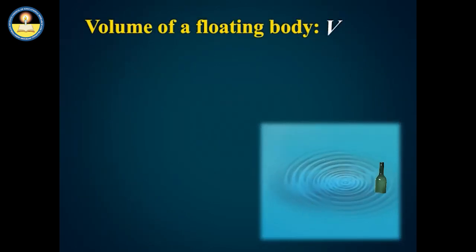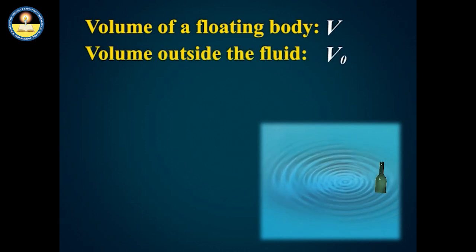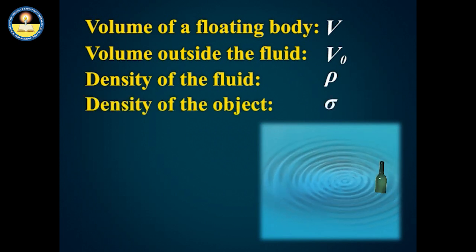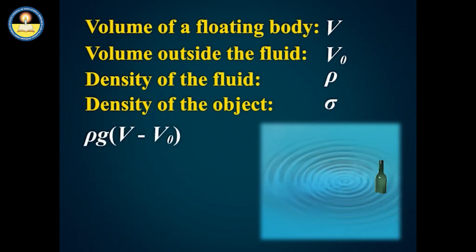If the total volume of a floating body is V and V0 is outside the fluid, let ρ be the density of the fluid and σ be the density of the object. For the object to float, the weight of the fluid displaced by the submerged part, that is ρg into (V minus V0), must be equal to the weight of the body, which is σgV. And the submerged volume, V minus V0, comes out to be the product of the volume of the body and the relative density of the body with respect to the fluid.